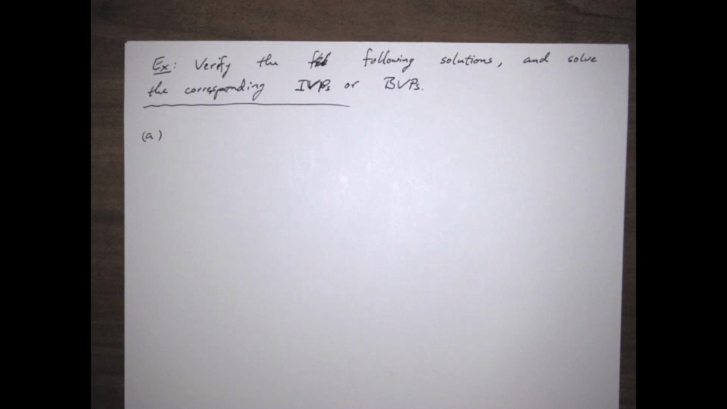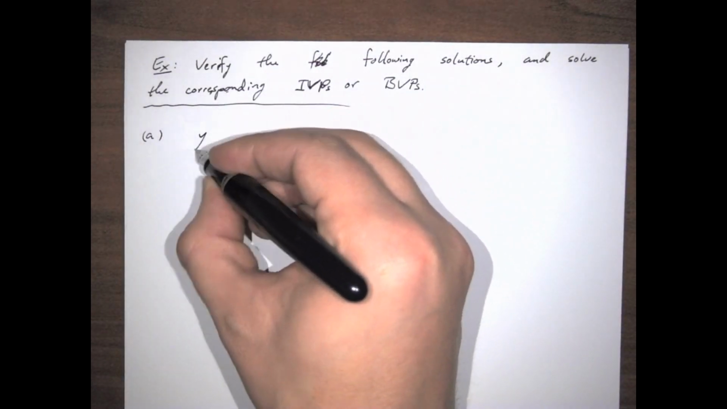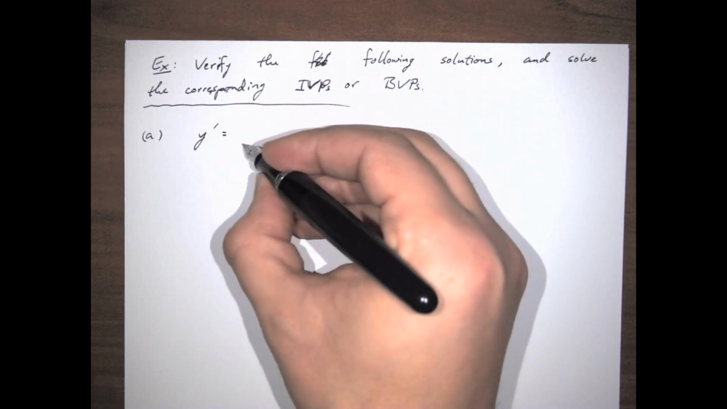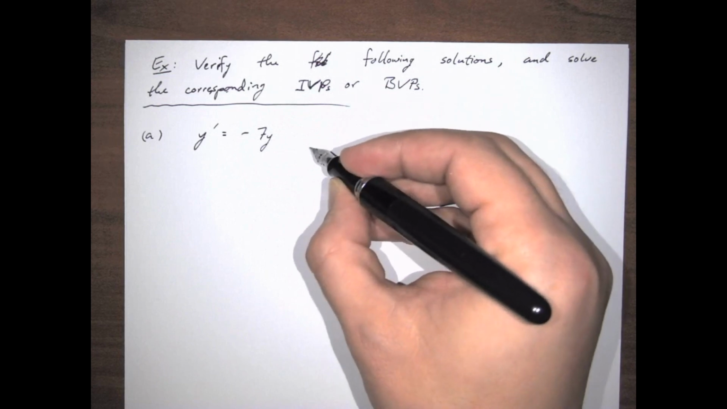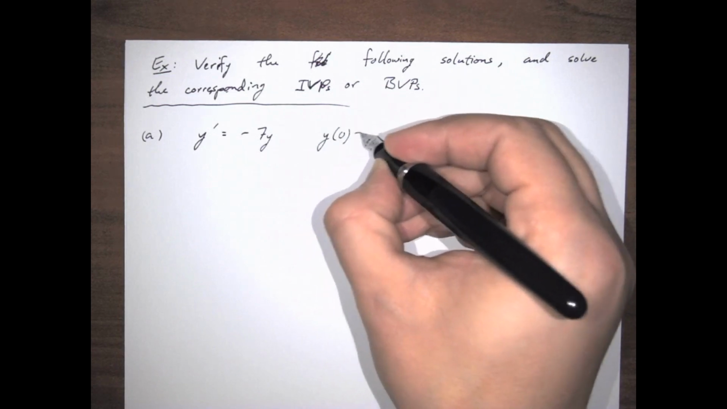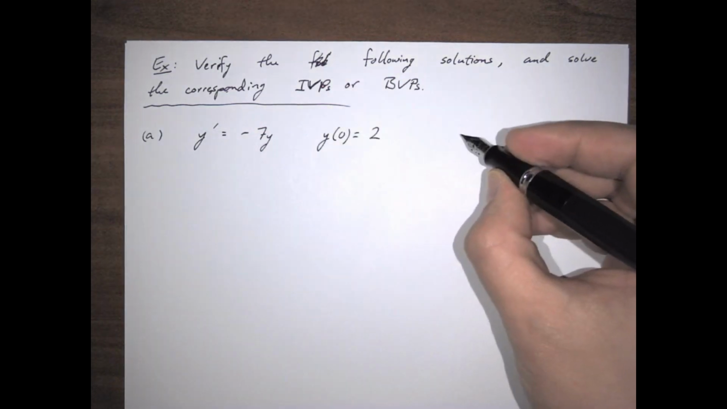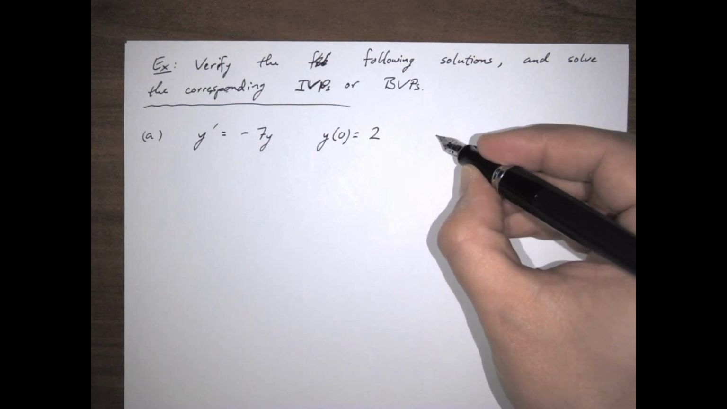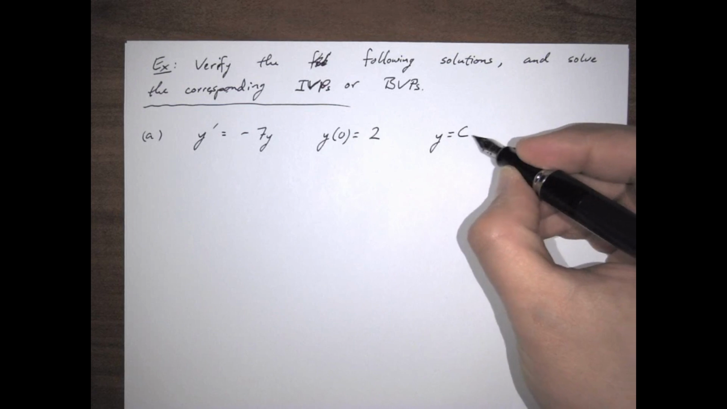Okay, so to start with, let's go with something like this. So A. So we'll go y prime is equal to negative 7y. We are going to be given an initial condition of y of 0 is equal to 2. And then we're going to take as our family of solutions y is equal to c e to the negative 7t.